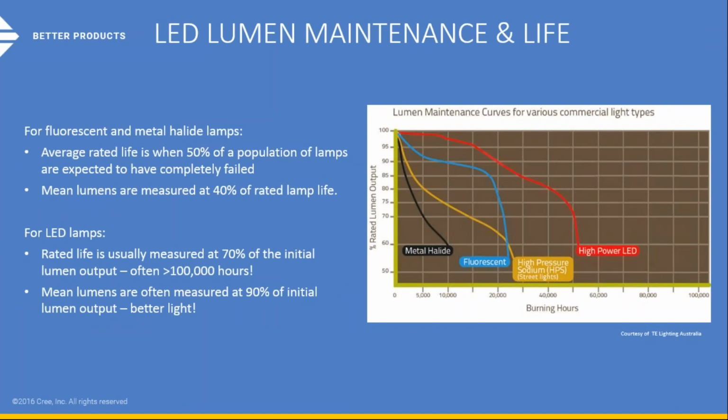Lumen maintenance, specifically LED lumen maintenance and lifetime. The graph really tells the details. If you look at the different types of illumination products, metal halide, fluorescent, high pressure sodium, and LED, you can see the graph is really telling that an LED product is designed for a long life. Long lives mean anywhere in the range of 50,000 up to 100,000 hours. It's considerably better than what we would ever expect from any of the incumbent technologies.